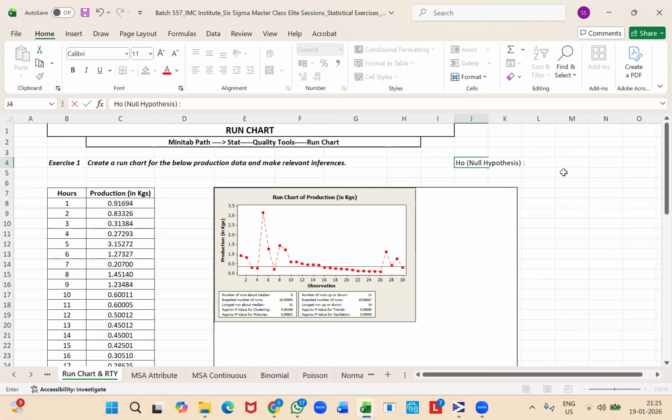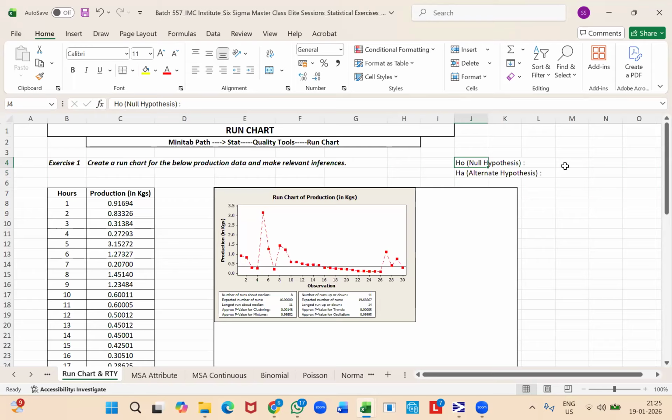So the status quo scenario or the ideal scenario will be the data distribution is random, right? The ideal scenario will always be the data distribution is random, because when it comes to the types of variation, the ideal scenario would be that the process will always be influenced by common cause variation. So the process being influenced by assignable or special cause variation will be an exceptional scenario.